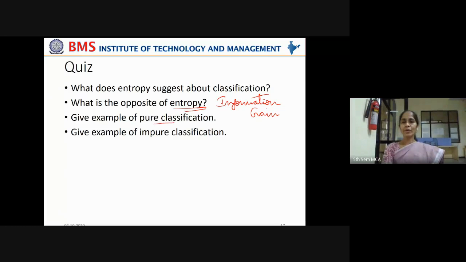Now give an example of pure classification or impure classification. What is pure classification? If an attribute can classify the training examples into equal number of positive and negative classes, there is no impurity in the classification, right? But if there is some imbalance between the classes, then we call it impure classification, right? All these terms, we'll understand better by going through an example.